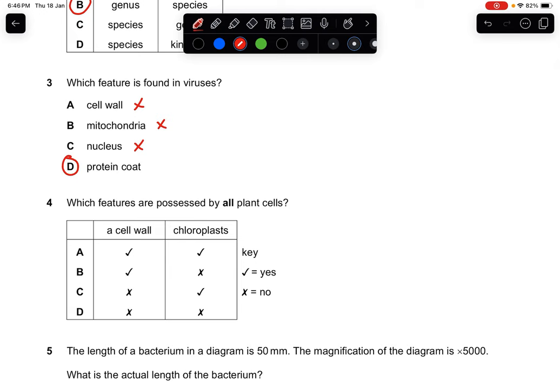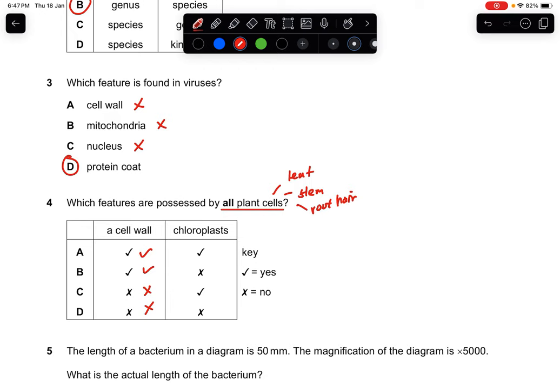Which features are possessed by all plant cells? So plant cells in general is quite simple. So let's see which is the correct answer. Possessed by all plant cells, the keyword is all plant cells, meaning they are referring to either leaf cells, stem cells, and root hair cells. In particular, most of them definitely have a cell wall. That is correct. But chloroplast especially is different.